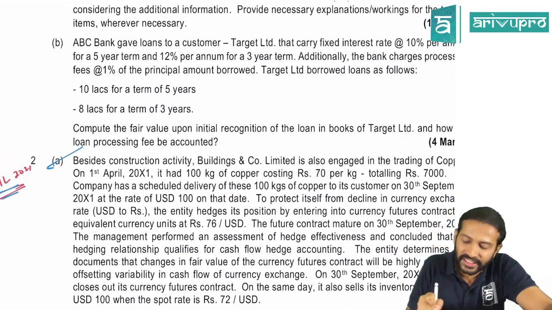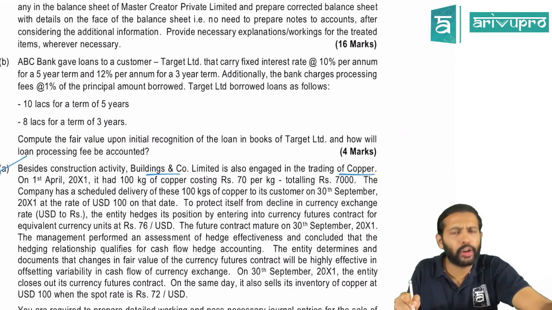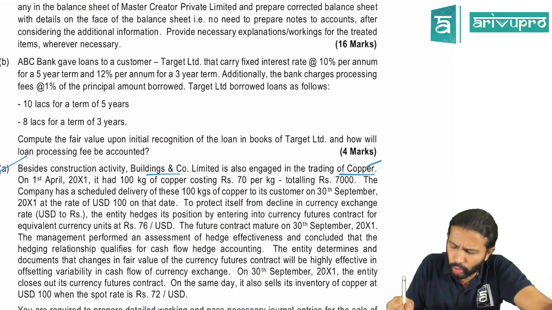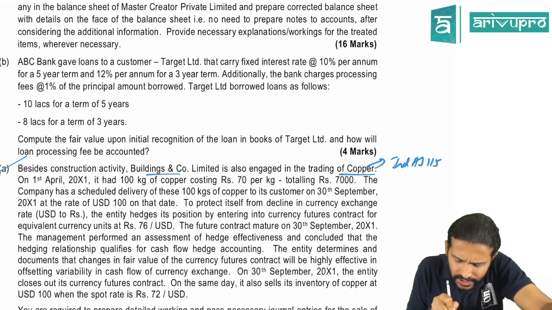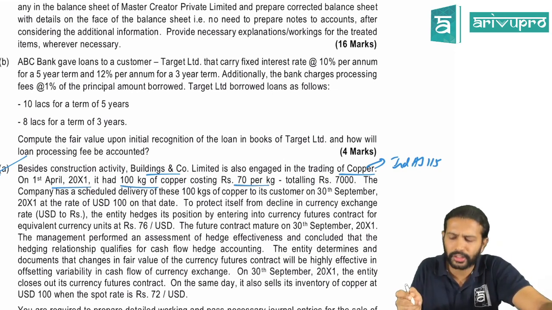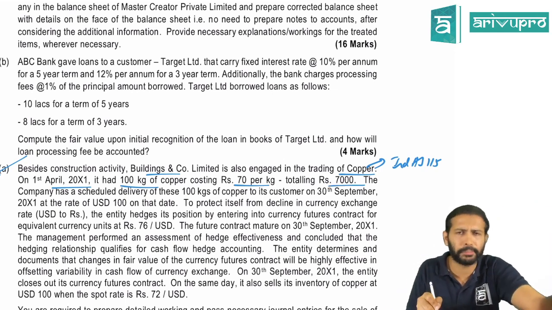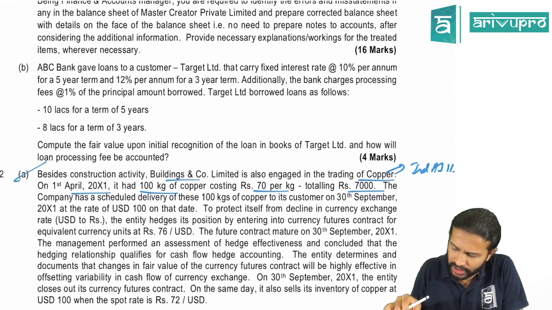Besides construction activity, Buildings company, that's the name of the company, is also engaged in trading of copper. So they're buying and selling copper. That means this becomes goods, so Ind AS 115 will get attracted for this, right? Revenue from contracts with customers. On 1st April 20X1, it had 100 kgs of copper costing 70 per kg. So the total will be 7,000, 100 multiplied by 70. They have it with them as inventory.